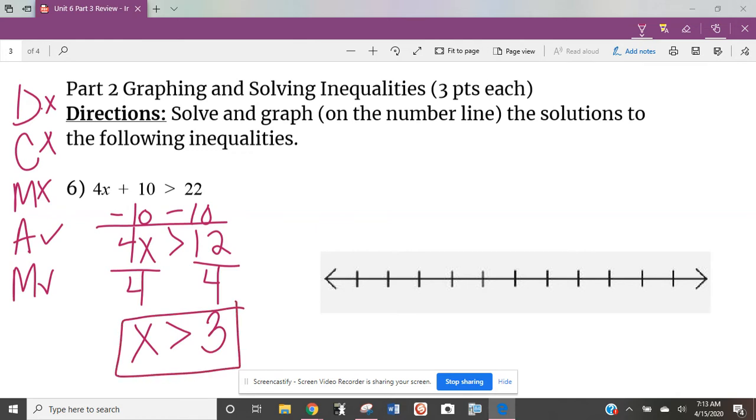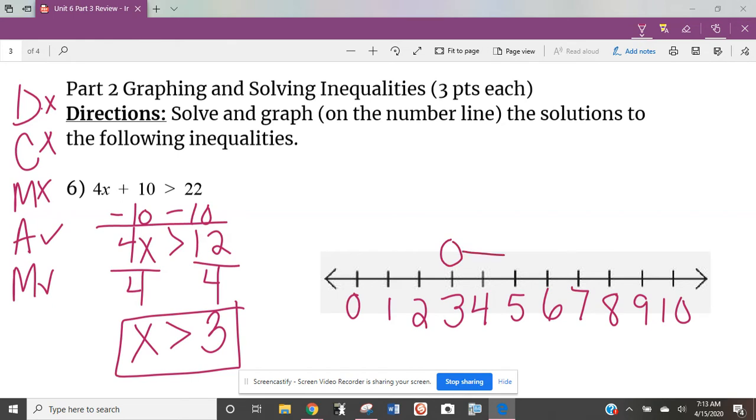Now, since we just need to make sure that 3 can fit on our number line, I'll just do 0 through 10. So remember, as long as you can graph this, you could start with 3 if you wanted to, but as long as your point is showing.